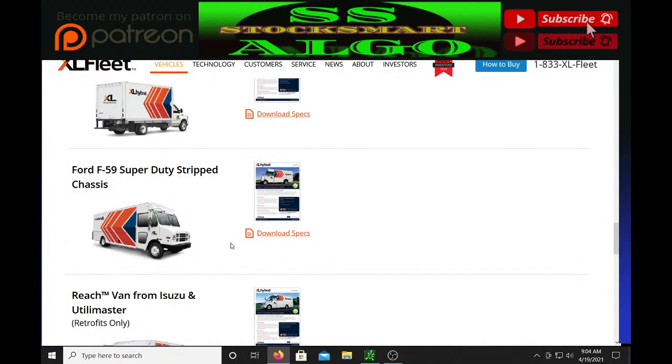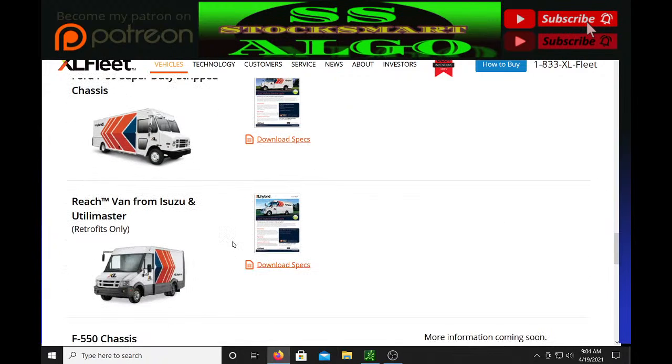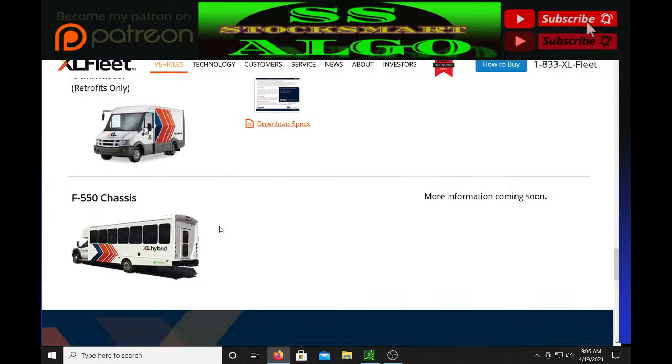So many cities will purchase these buses. See the little Isuzu thing? The Utilimaster? Retrofits only. Yeah, exactly. Retrofits only. Tell us exactly what you need it for, then we'll try to help you. Although, are you sure you don't want to just buy the 550? I'm pretty sure you want that. More information coming soon. Exactly. No, you get this F550 with this big long bus, this whole bottom stacked full of batteries.